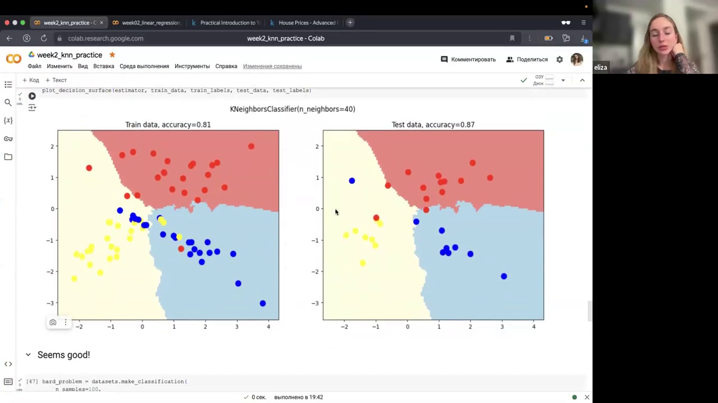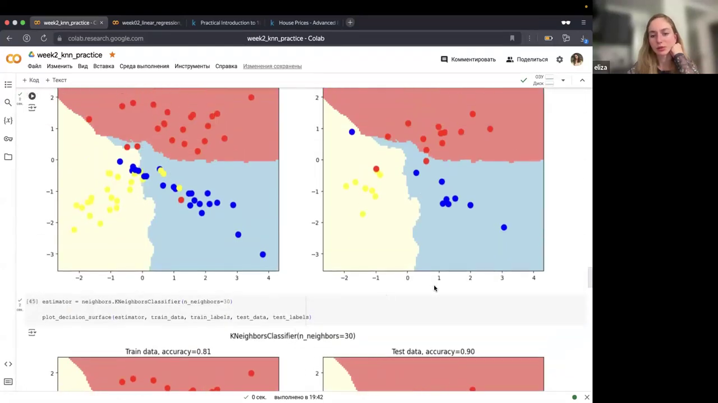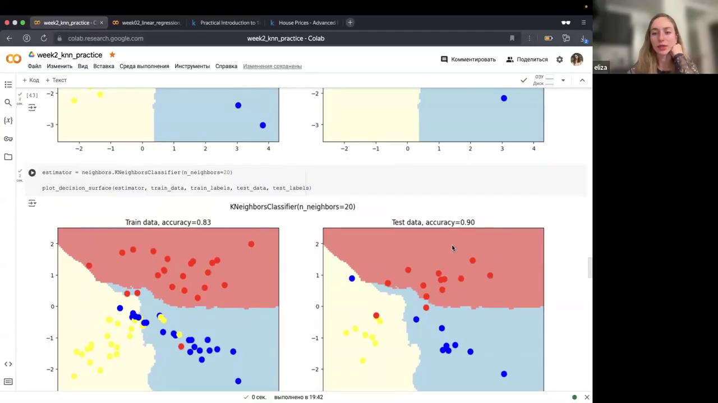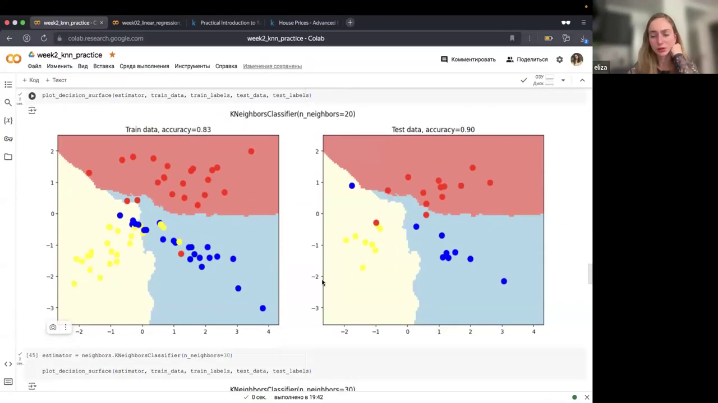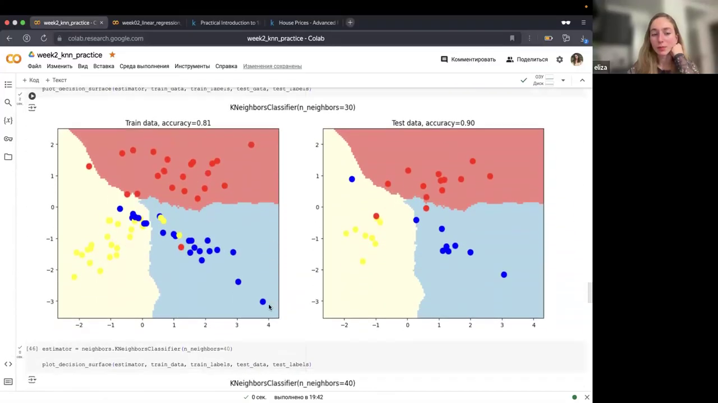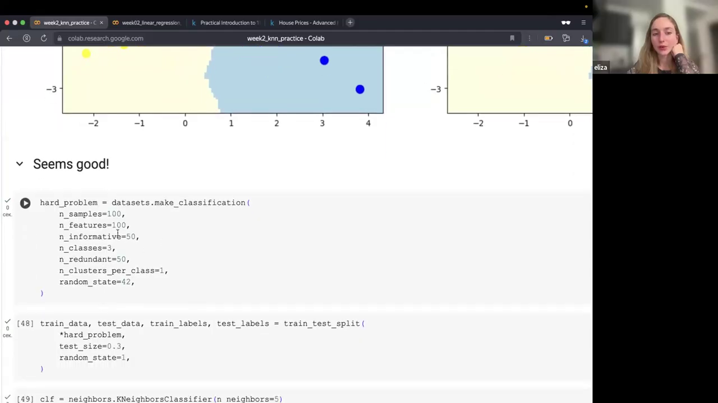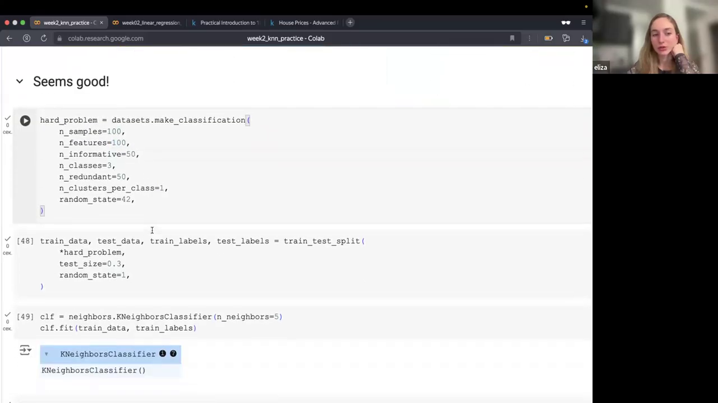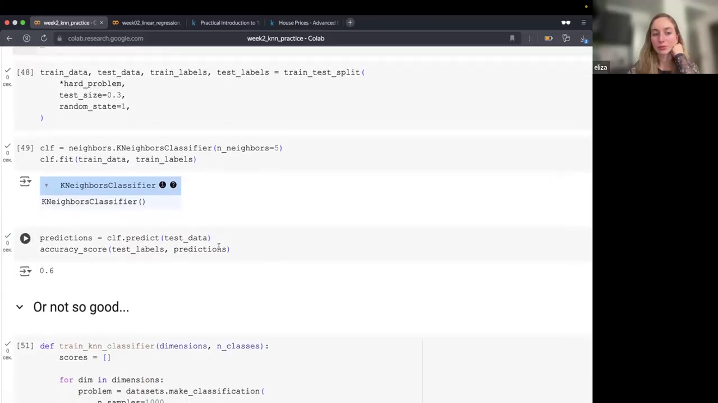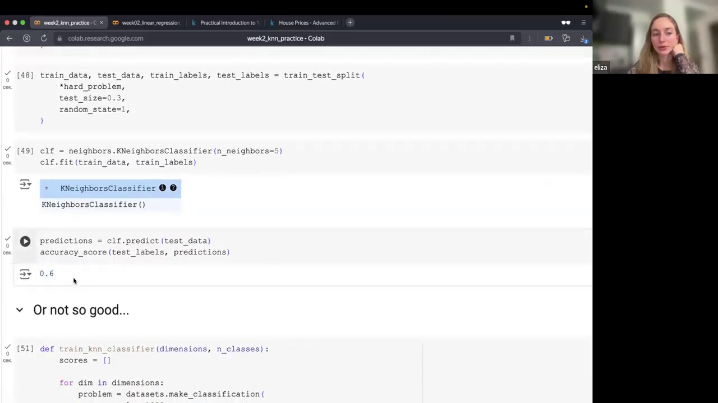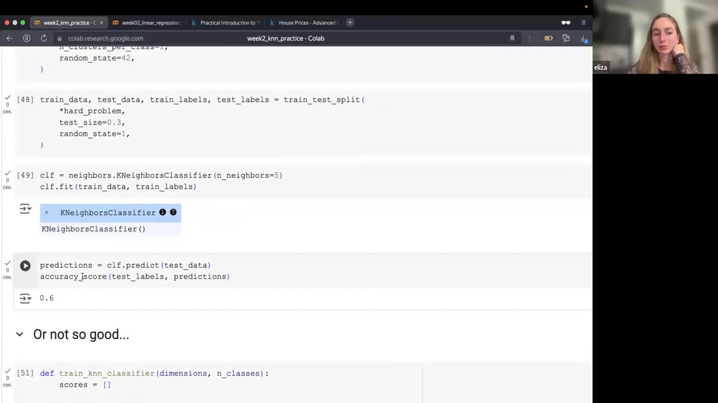It seems really good because 0.87 is a really good metric, and in previous cases we got lower metrics. But what will happen if we increase the amount of our features and run our algorithm? We get 0.6. It's a really bad metric. What's the problem?